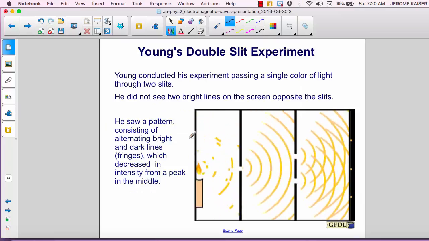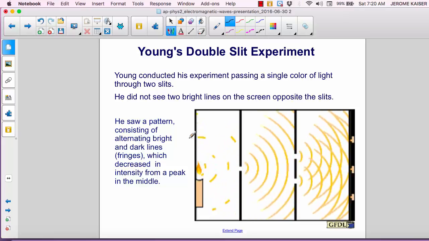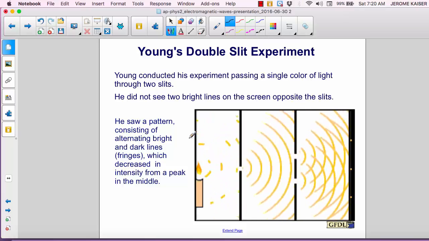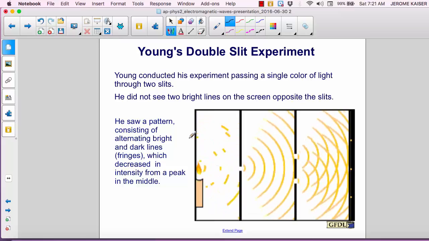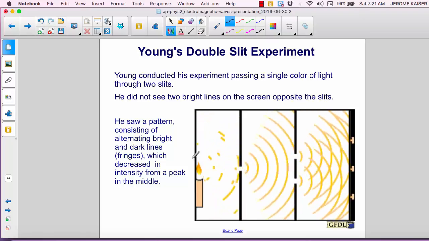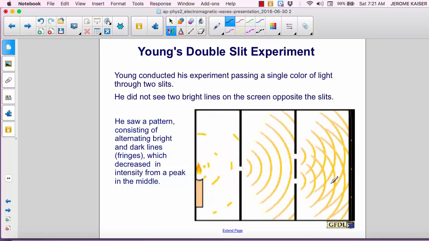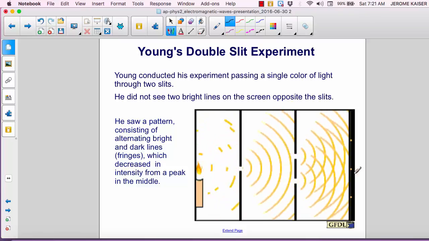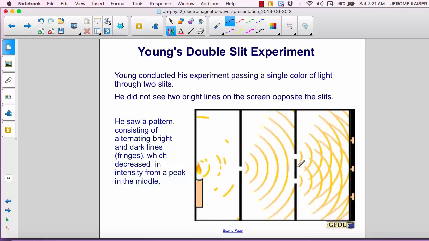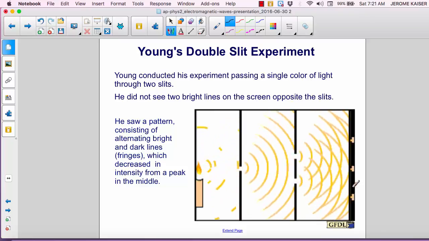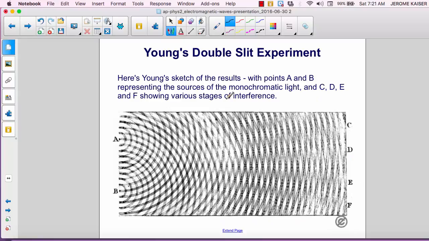Here's a picture of Young's double slit experiment, a simulation if you like. He conducted his experiment by passing a single color of light through two slits. The result was he didn't see two bright lines on the screen opposite. Instead, he saw a pattern consisting of alternating bright and dark lines or fringes which decreased in intensity from a peak in the middle. And if you look at this, we're seeing a bright spot here in the center, which is between the two slits, and then additional ones above and below. Let's look at this in more detail. Here's Young's sketch of his results.